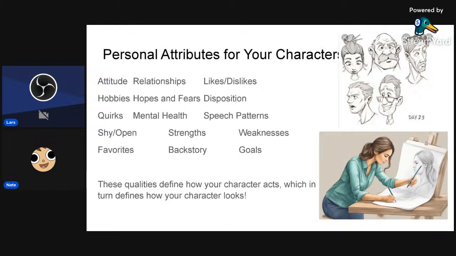Now then, we've got the personal attributes for your characters as well. Wow, how on earth did that get over the S? What in the name of unholy compression is going on here? In any case, personal attributes for your characters.